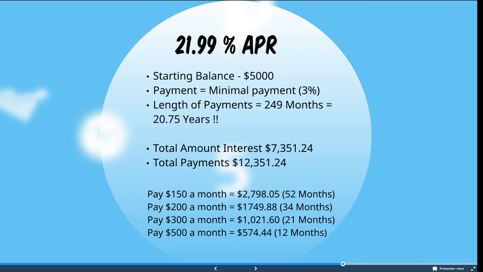Making minimal payments would take almost 21 years, or 249 months, excuse me. So the total amount of interest would be $7,351.24, and you would have paid over $12,000 just to repay the $5,000 that you owed.